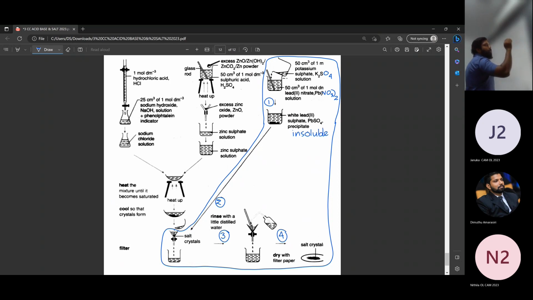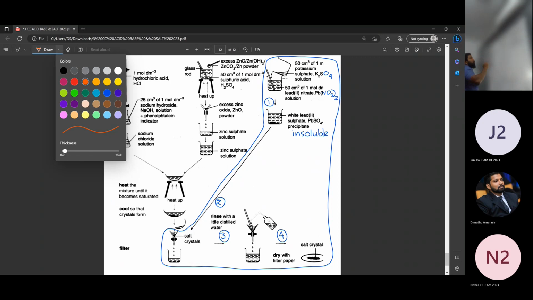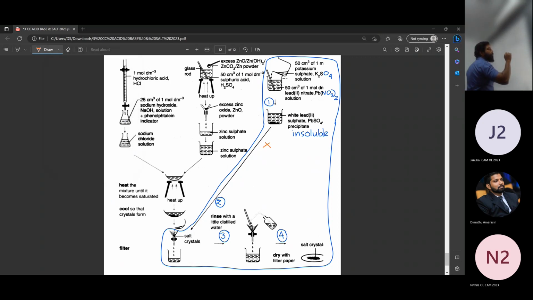When you are making an insoluble salt and you need to decide what the reactants are, there is a golden rule. What's the golden rule of making an insoluble salt? Somebody remembers? Reactants must be soluble. Now, for example, if you want to make lead sulfate, listen to me very carefully.